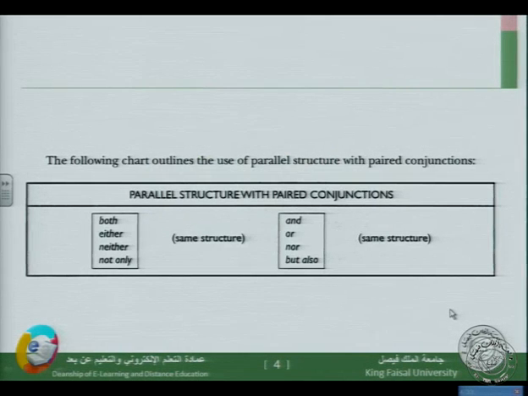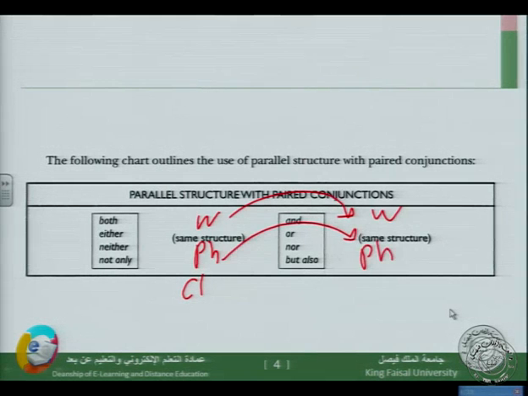Also, the following chart outlines the use of parallel structure with paired conjunctions. We have discussed these paired conjunctions, and we said they also can join 2 equal elements. It can be nouns, or words, or phrases, or clauses. Here, it should be at the same time word, and then phrase, and then clause. So this is how they join equal structures. Okay?